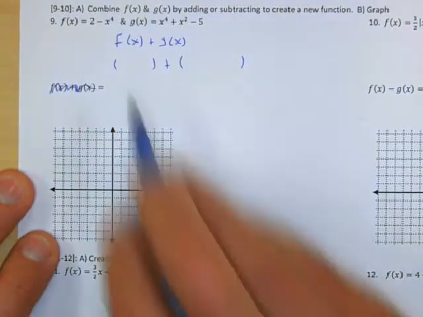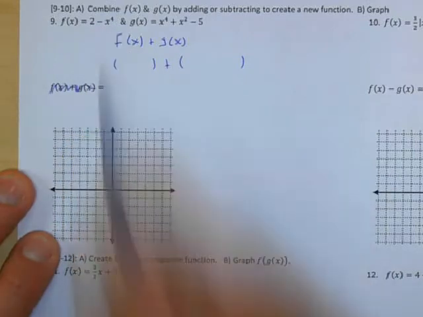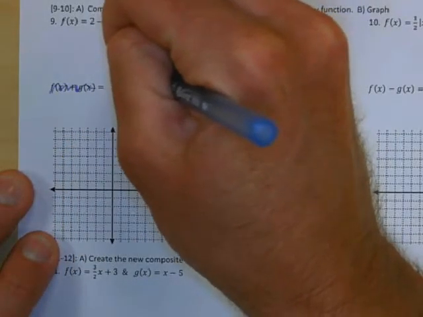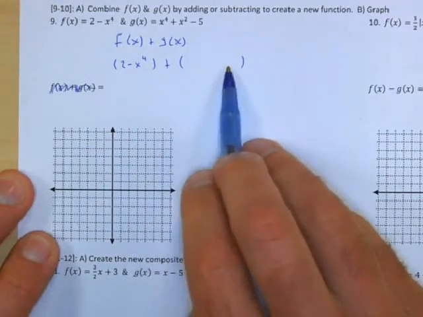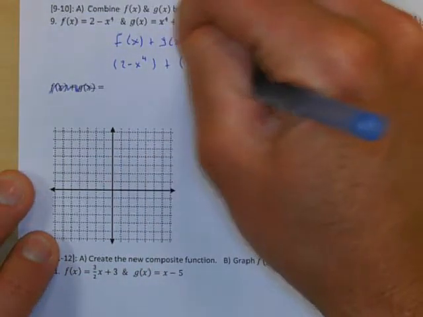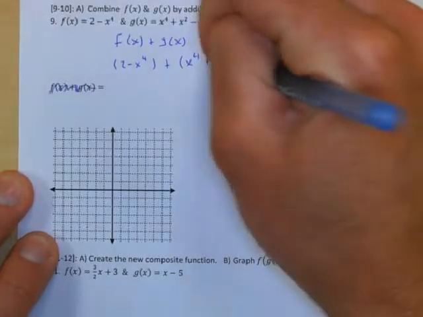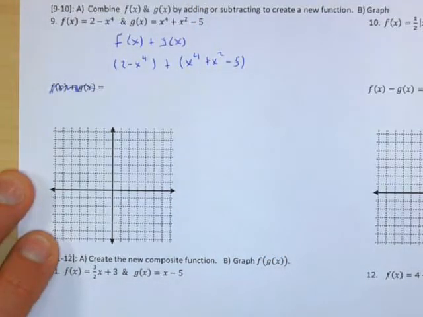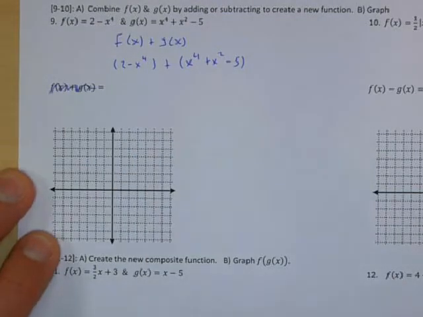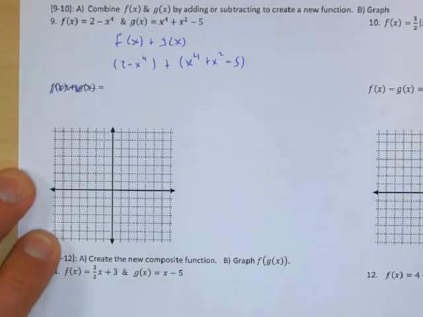All right, and then, well, what is f of x? Well, it's 2 minus x to the fourth, so then we want to plug that in here. And then plus, well, what is g of x? Well, g of x is x to the fourth plus x squared minus 5. Okay, and if we're adding these two polynomial expressions, we just want to combine like terms. Let's do it in descending order, from the biggest exponent to the smallest exponent.